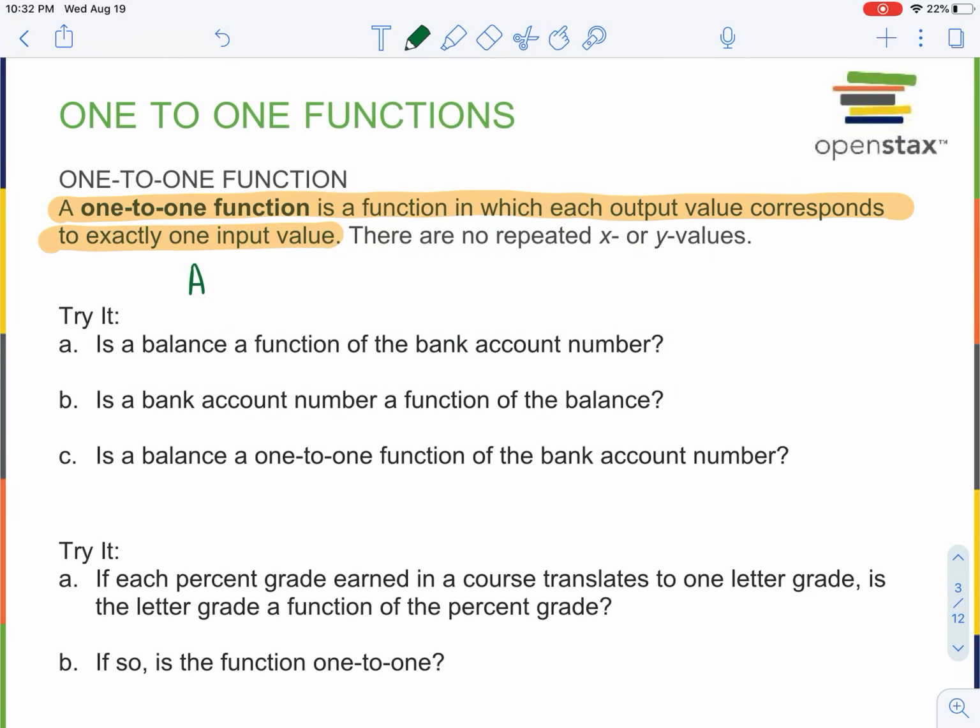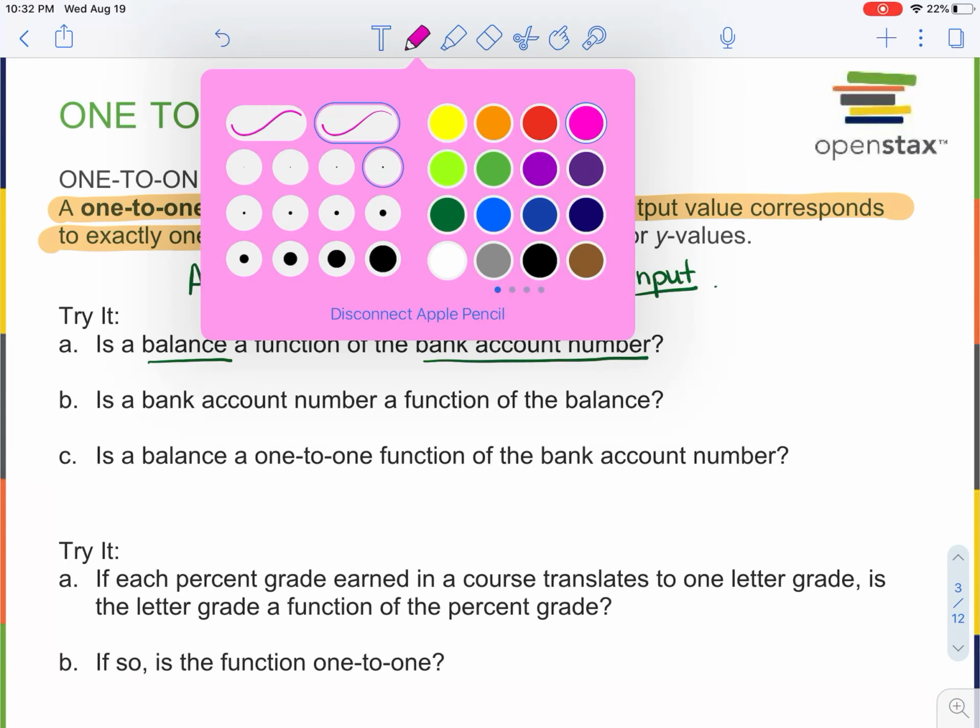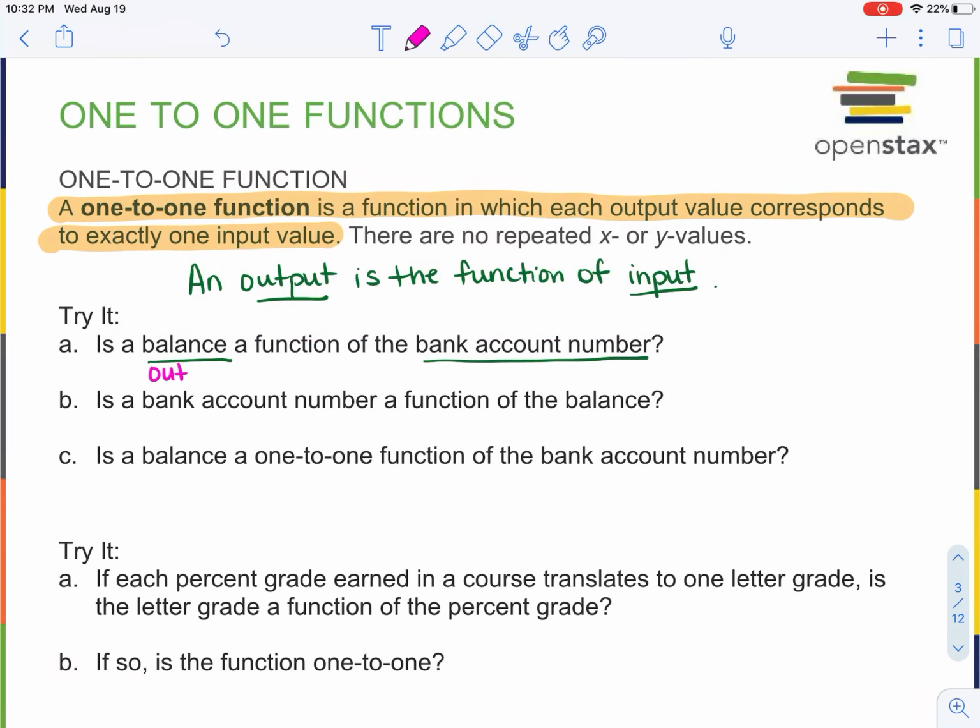So I just want to remind you that an output is a function of the input. The output variable is a function of the input variable. So when they say, is balance a function of the bank account number, what they're saying is that the balance is the output and the bank account number is the input.